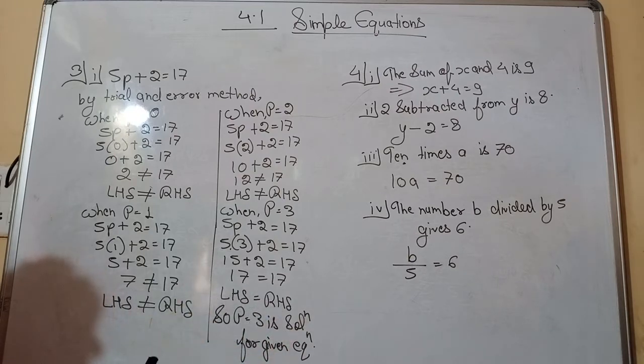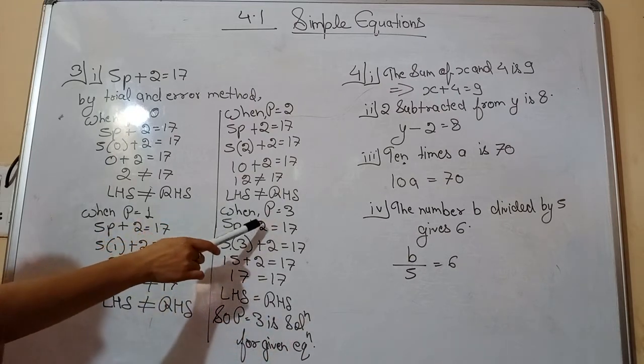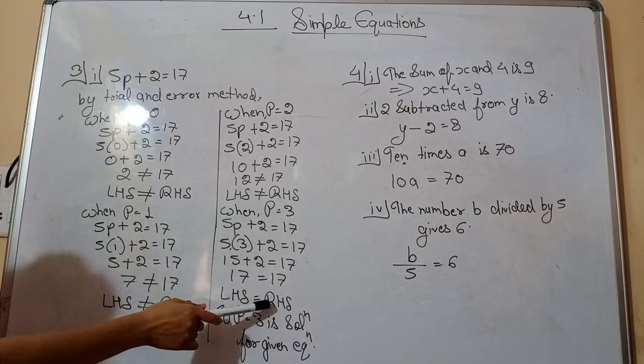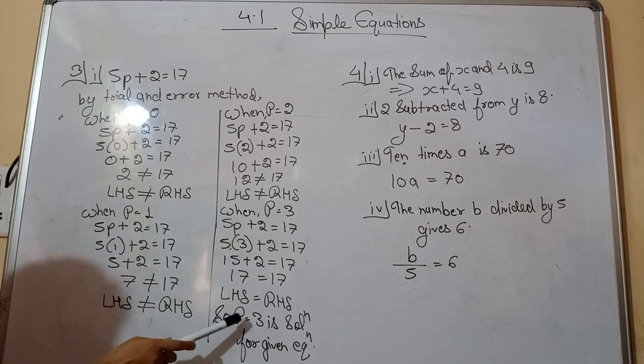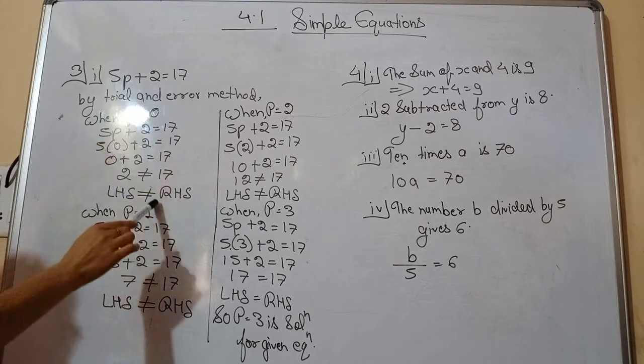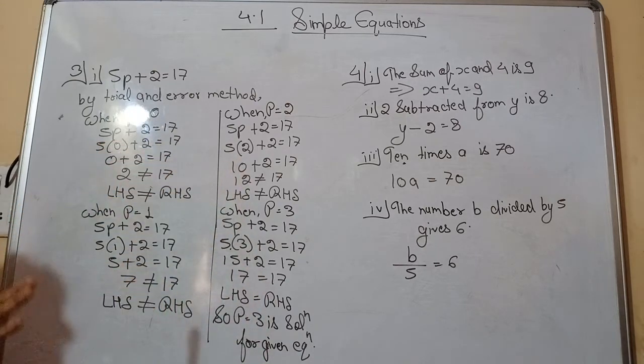By putting the value, we check whether LHS is equal to RHS. By placing 3 in place of p, we can say p equals 3 is the solution of the given equation. So this is trial and error. By placing 0, 1, 2 and 3 we are doing trials. Error means when LHS is not equal to RHS, and at last when we get LHS equal to RHS, our trial and error method is completed. So this is how you have to solve the second option of this third question.